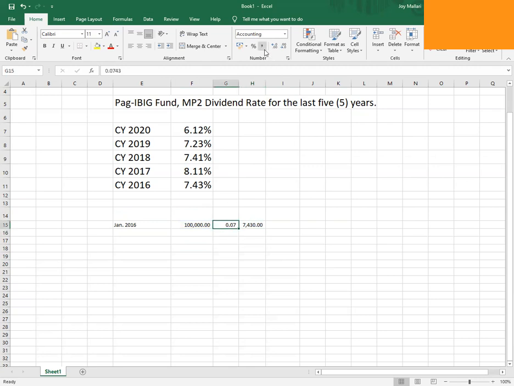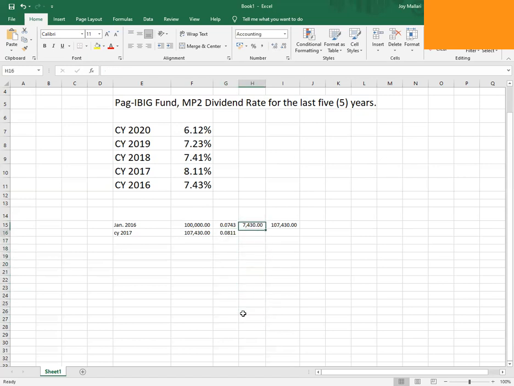7,433 dividend income for the year 2016, and your investment value after 1 year is 107,430. For calendar year 2017, the beginning balance will be the ending balance for 2016, and the dividend rate is 0.0811. That's four digits, right?